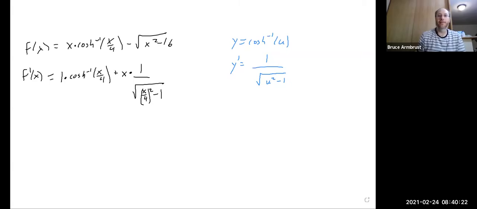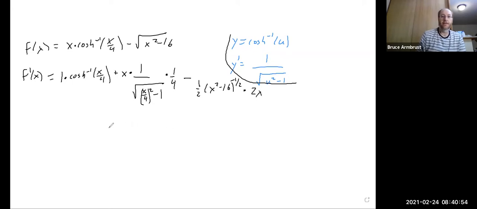Okay, so we still have the chain rule that we have to deal with, so that's going to get us a times 1/4. Okay, so that's that piece. I should have written that further over. And so now with the square root business, well, let's do a 1/2 power, so we get 1/2 x squared minus 16 to the minus 1/2. And again, we need the chain rule, and the derivative of what's inside there is 2x.